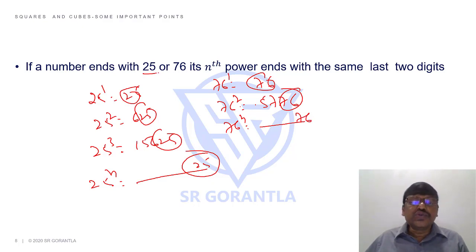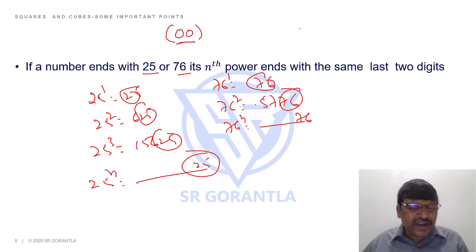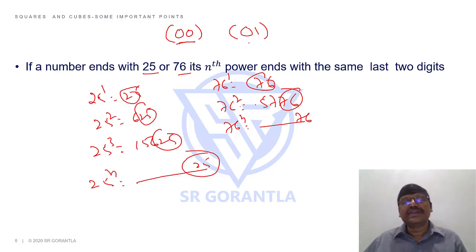Students, these are the only two-digit numbers that satisfy this. No other two digits satisfy. Of course, I'm saying 00, I'm not considering it as a two-digit number, right? If a number is ending with 00, any power will end with 00. That's a different issue. Similarly, I don't consider 01 to be a two-digit number. 01 power anything will also end with 01. But when I talk about two-digit numbers, 25 and 76 are two-digit numbers. 00 by itself is not a two-digit number unless it is part of a big number. Similarly, 01 by itself you can't call a two-digit number unless it's part of a big number.